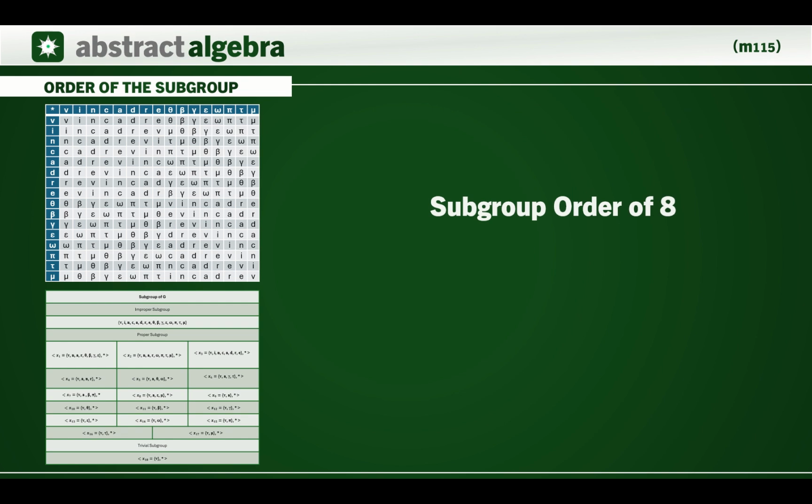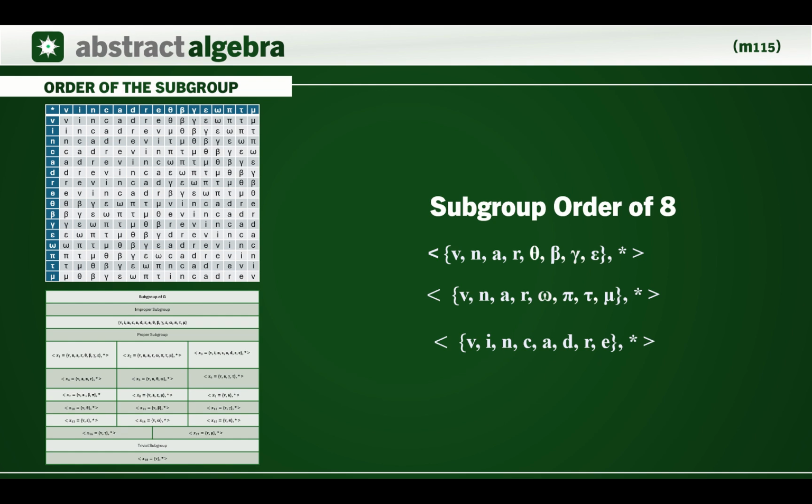First, we are going to explore the subgroup with the order of 8. We have the set V, A, R, theta, beta, gamma, and epsilon under the binary operation star. We also have the set V, A, R, omega, pi, tau, and mu under the binary operation star. Also, we have the set V, I, N, C, A, D, R, E under the binary operation star. Those are the subgroups with the order of 8.